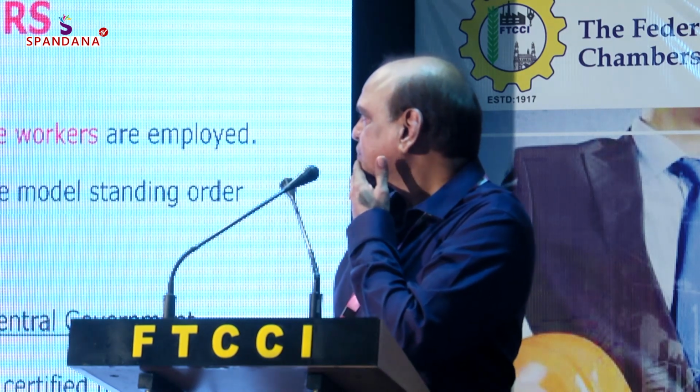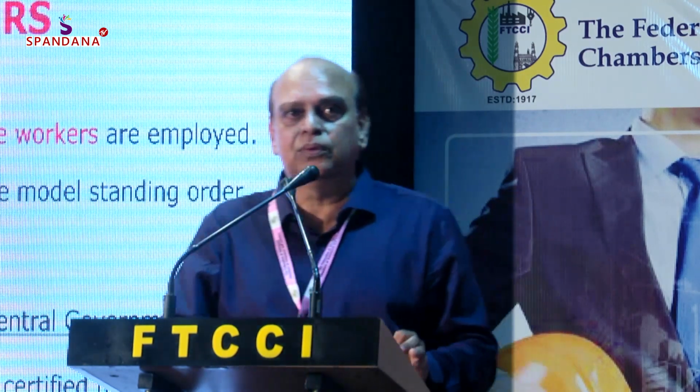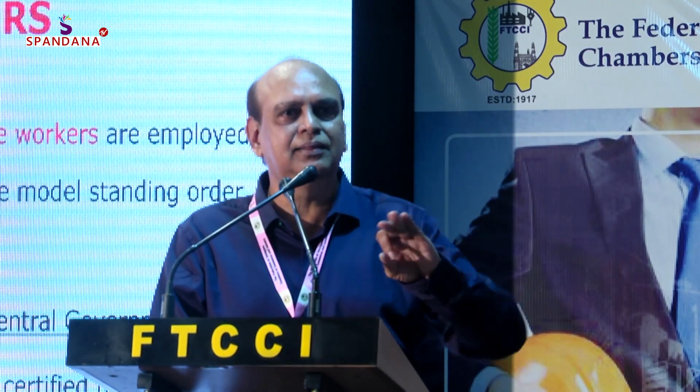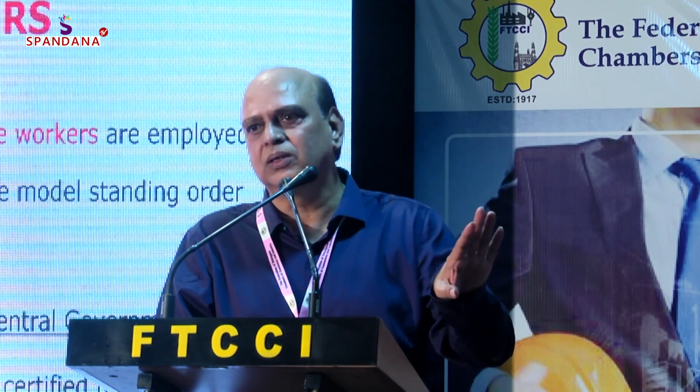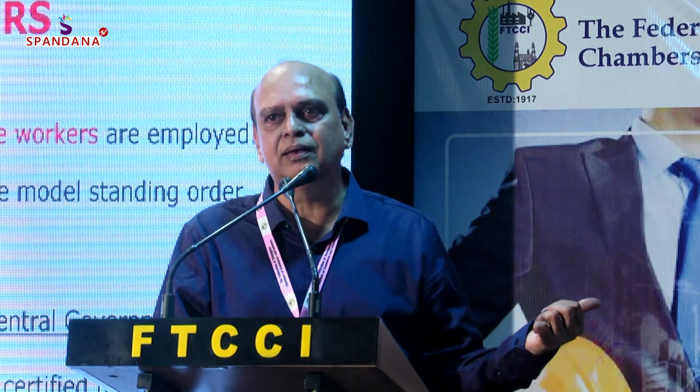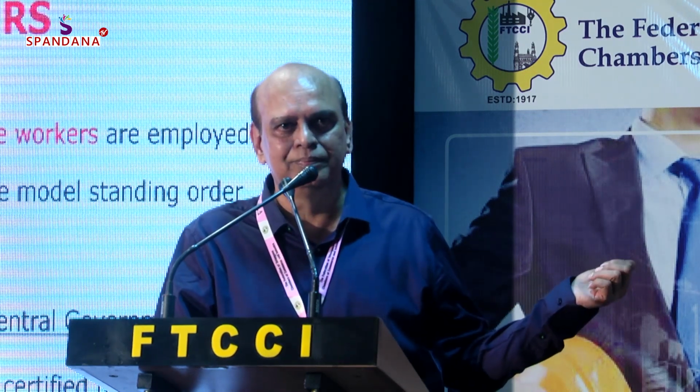from each act which were earlier mentioned in the 3 acts. Now we will see the standing orders. Now it is only an advantage, it has been made 300 workers. If you are below 300 workers, standing orders are not required. Earlier it was 100, now it is made 300. So 300 is the minimum limit.